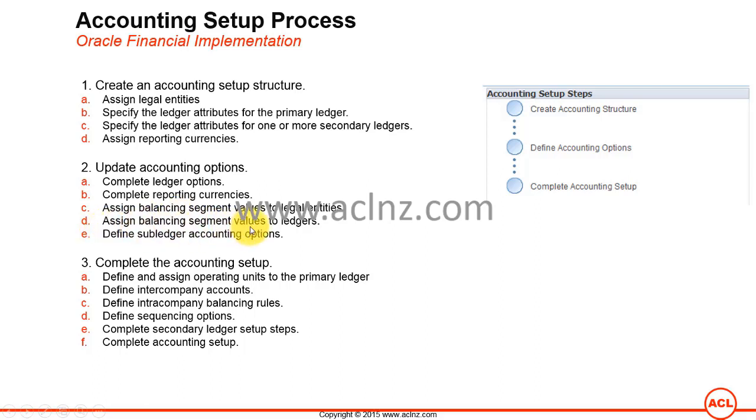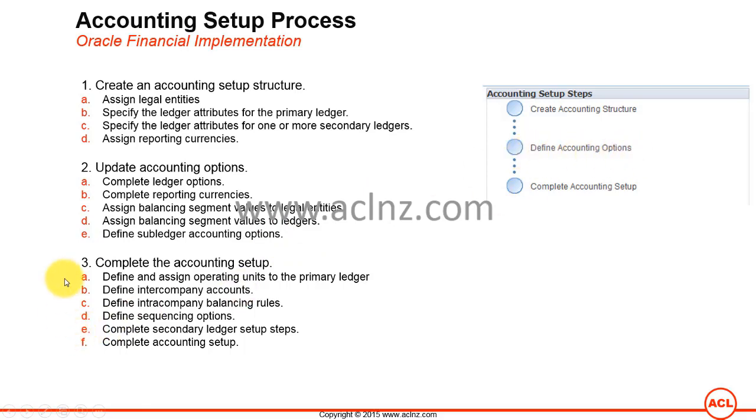Then you assign balancing segment values to the ledger, which is a pretty similar concept. And lastly, you define subledger accounting options. So that would constitute the second step of defining the accounting options.